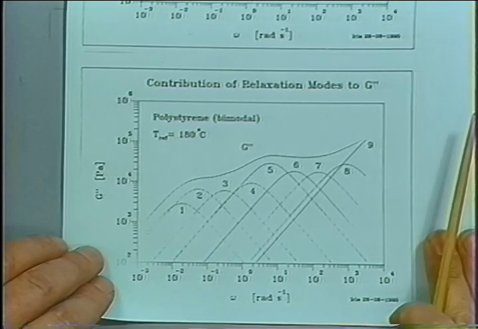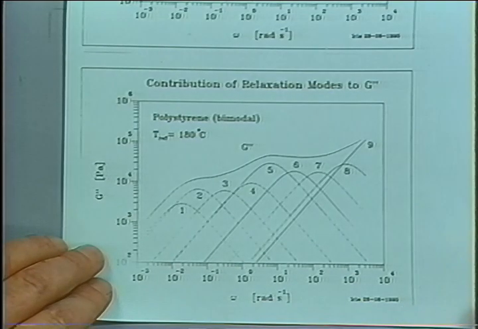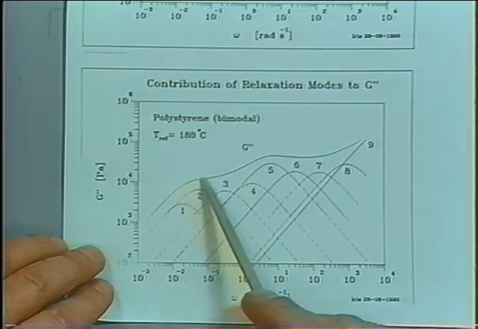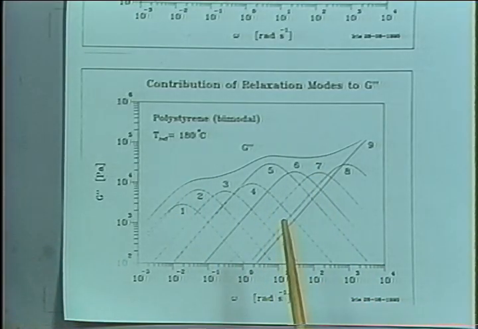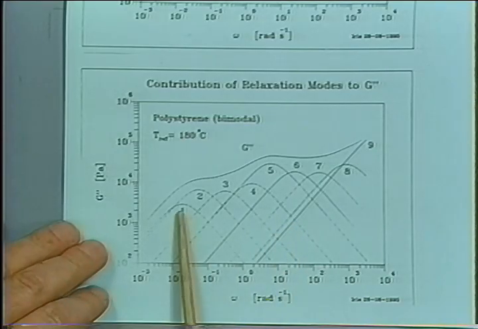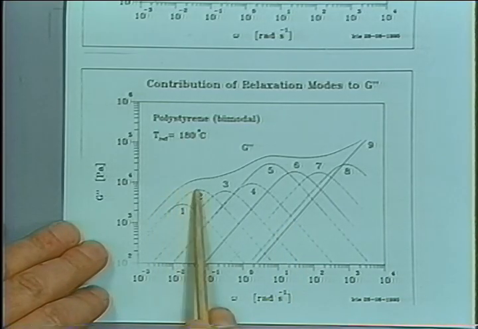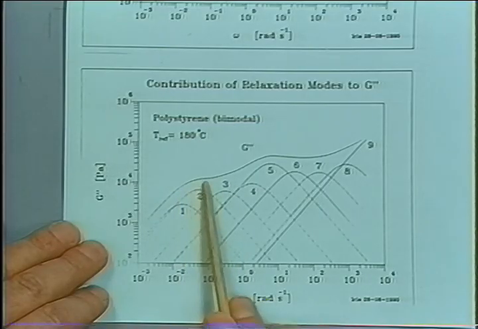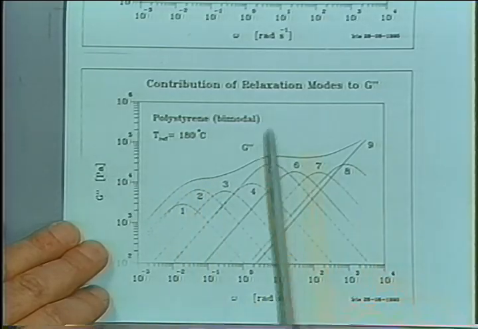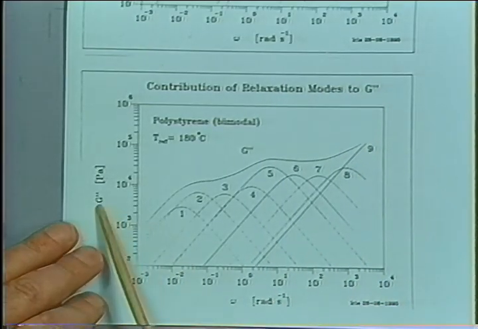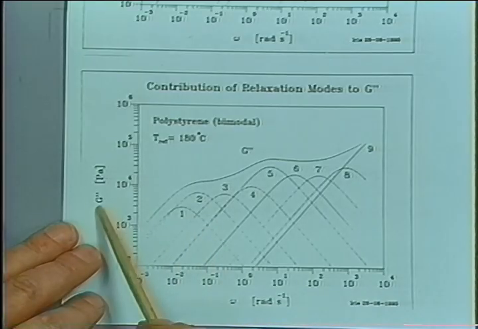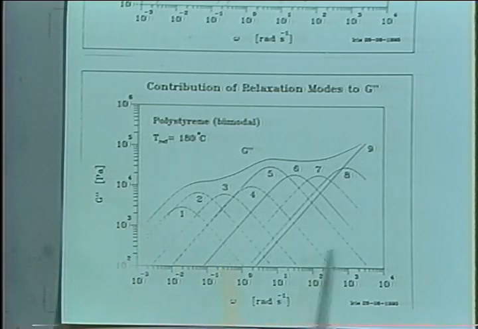Now G double prime is also a sum curve. This is the sum of all the modes here, but the local description is different. Mode 1 carries the curve really in the neighborhood of here, and 2 carries it locally here. Mode 1 will not carry any part of this curve over on this other side. So the Maxwell modes in G double prime carry locally only. Therefore, that is the third advantage.